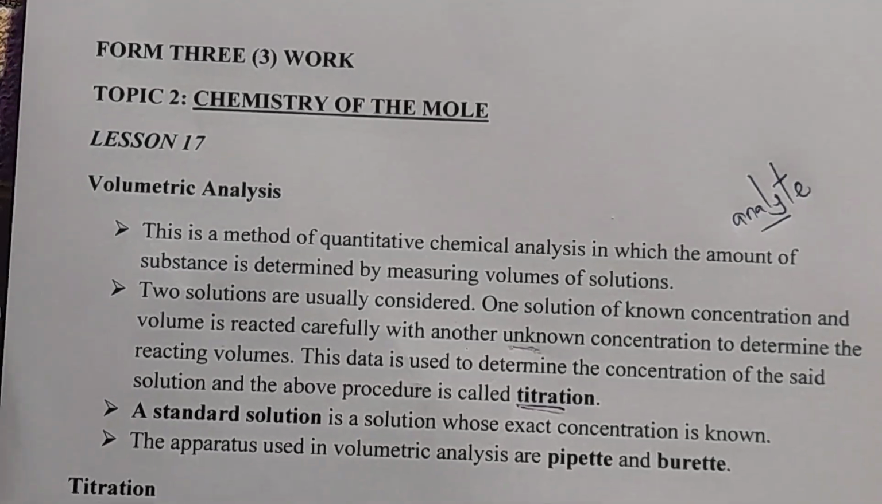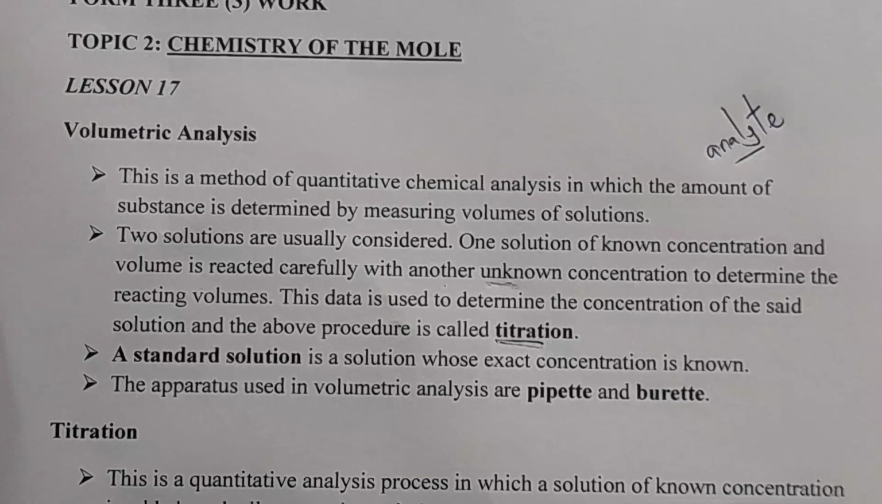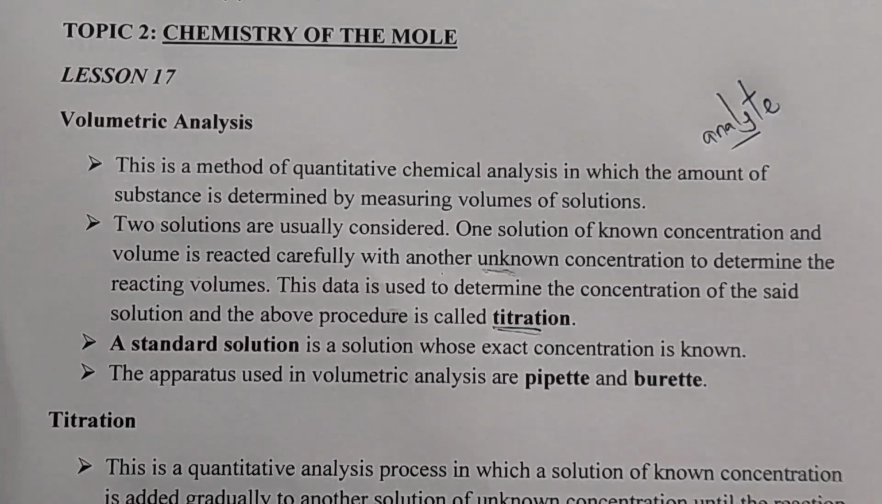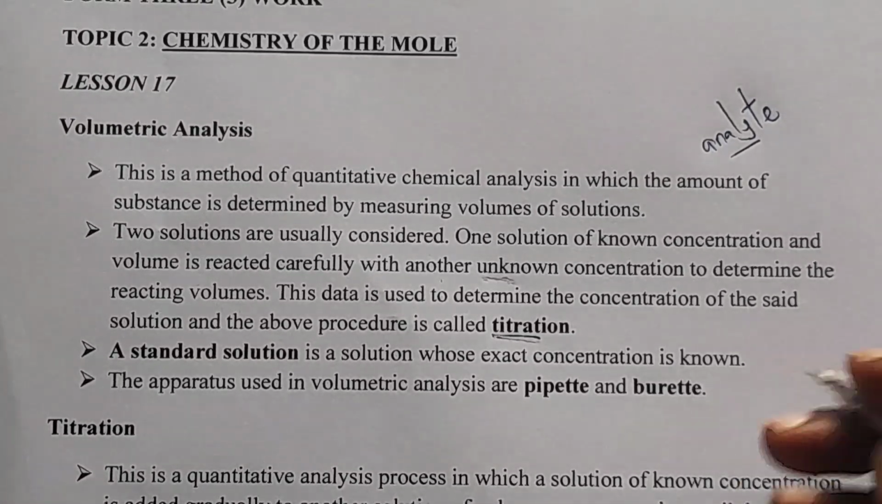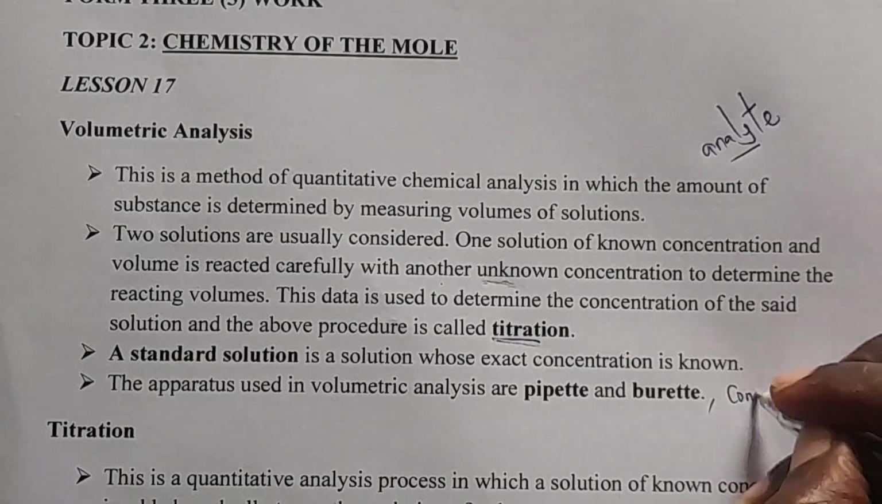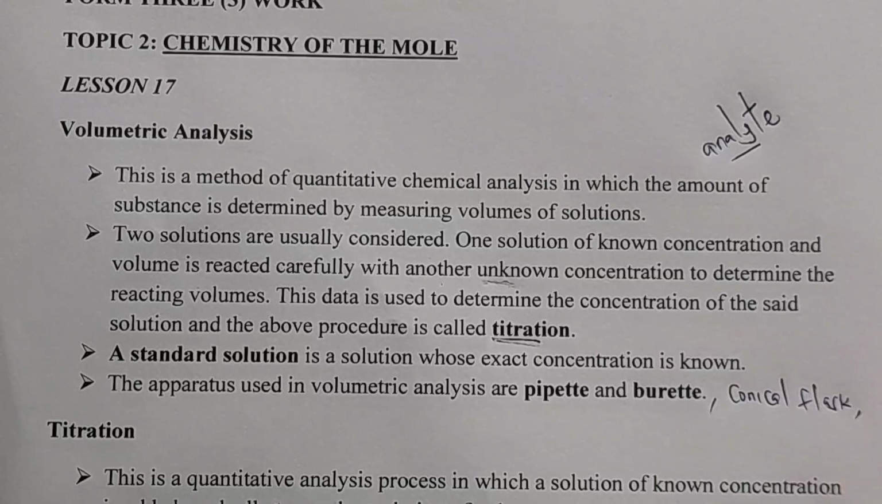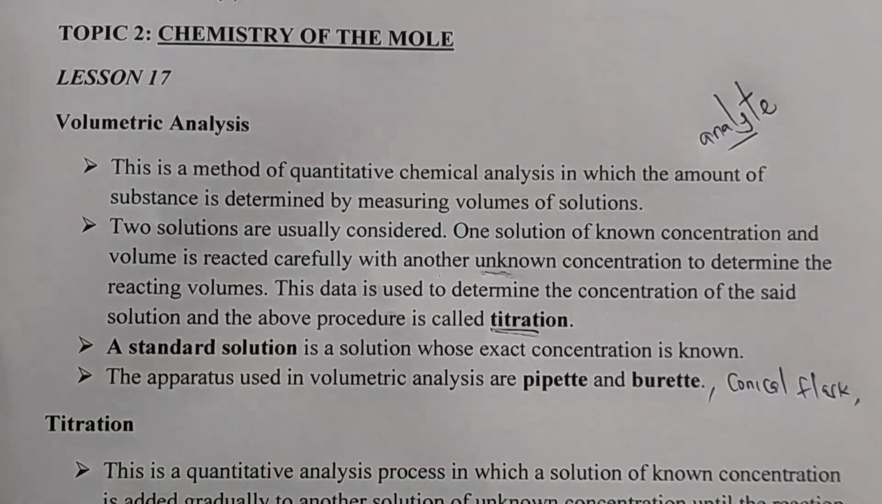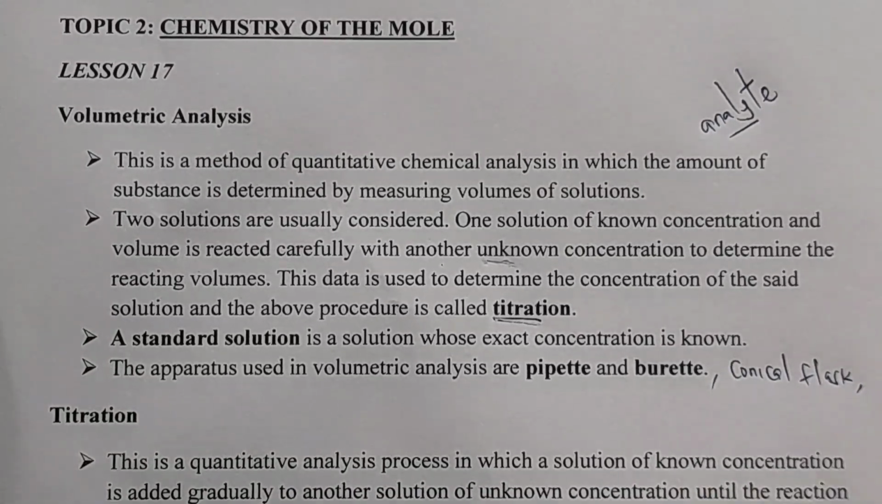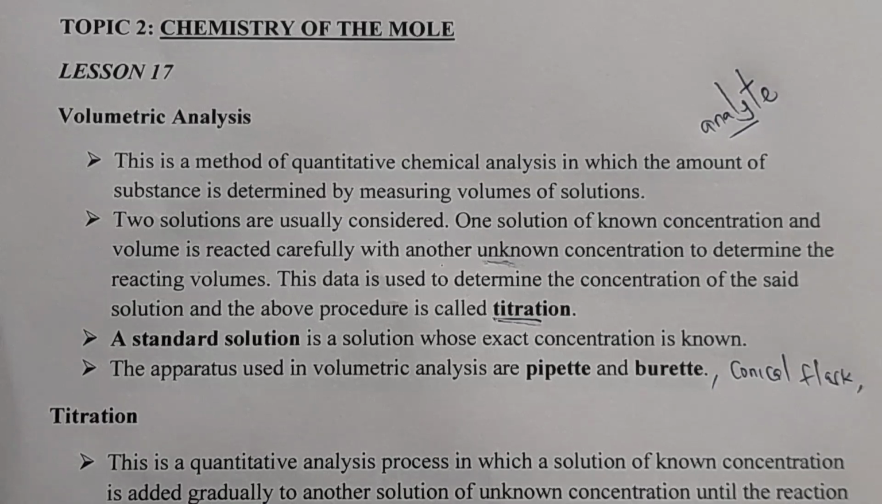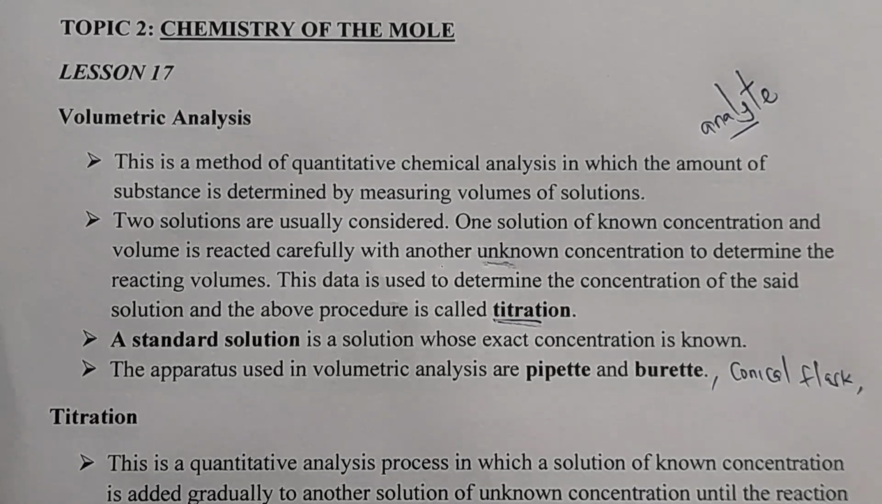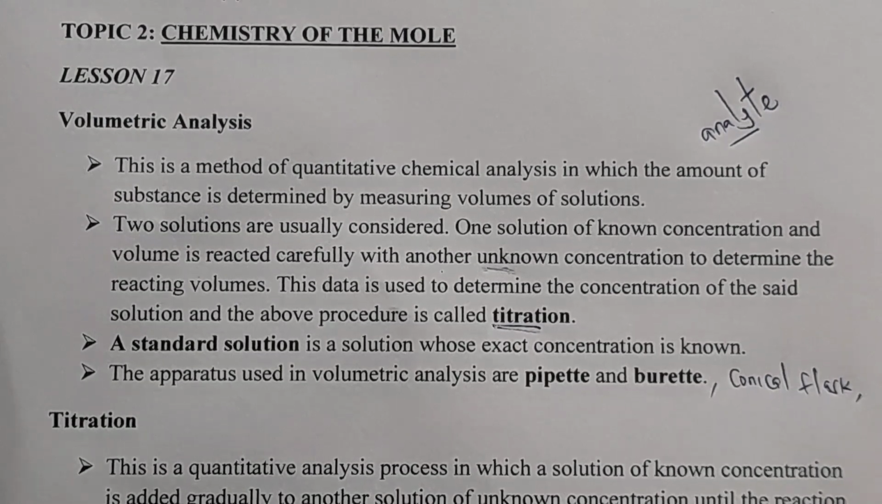Then we have the apparatus used in volumetric analysis, which include the pipette and the burette. Apart from these two, we can have the conical flask for doing the titration. We can again use a clamp and stand for holding the burette. Those are some of the apparatus that we are going to use when doing a titration experiment.